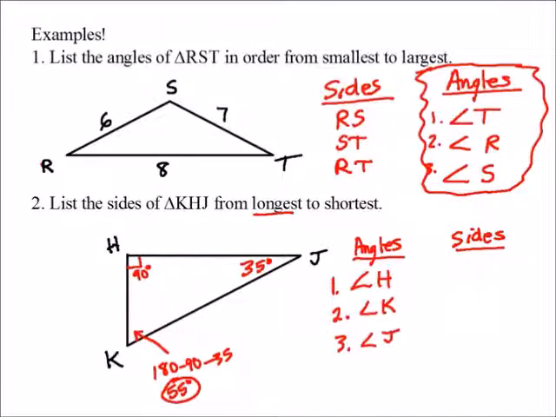So now I need the side across from these. The side across from H has to be side KJ, and this is a line segment, so we need this symbol right here. Angle K comes next, so this has to be HJ, and then finally we have angle J, so this is going to have to be HK. HK with the bar, and let's move on.